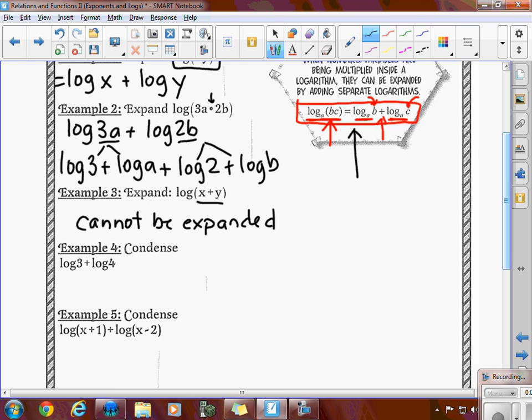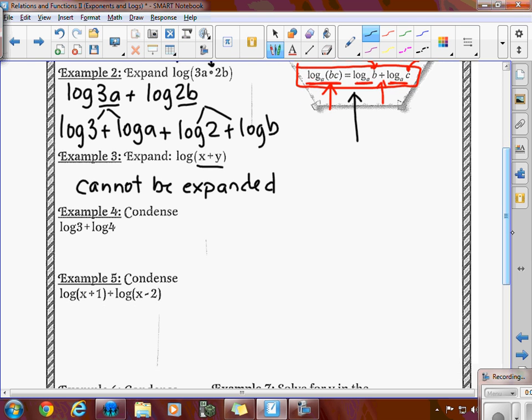Now example 4 takes it in reverse. It's actually saying, okay, I have log base 10 of 3 plus log base 10 of 4, and it's asking you to condense it. So put it into a single log if possible. Since the bases are the same on the logs, which is base 10, and there's an addition, I can use the multiplication law of logs backwards, which basically would say, okay, I can have one log base 10, but now I can multiply those stuffs together, and that leaves me with log base 10 of 12.